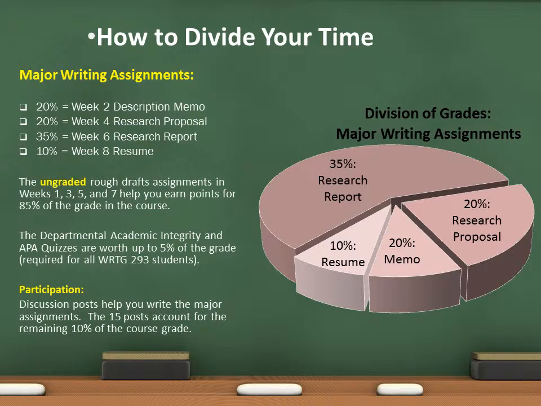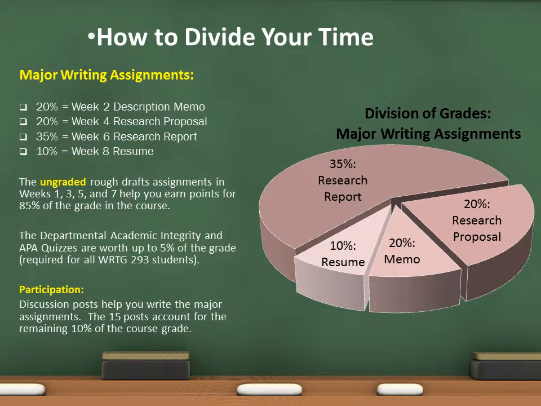Now, the other area in here, the 85%, is made up of 20% for your description instructions memo and 10% for your resume. Looking at the left side of the screen, you can see these numbers do add up to the 85%. Now, the ungraded rough drafts in weeks 1, 3, 5, and 7 help you earn points for that 85%. That is the major writing assignments.